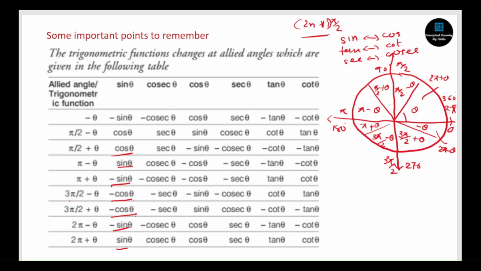Same thing you can think for the remaining trigonometric ratios, and you can try this on your own. If you get confused, pause the video and try to do it on your own. Automatically you will understand what to do. Alright, let me know if you have any doubt. I'll surely reply in the comment box.